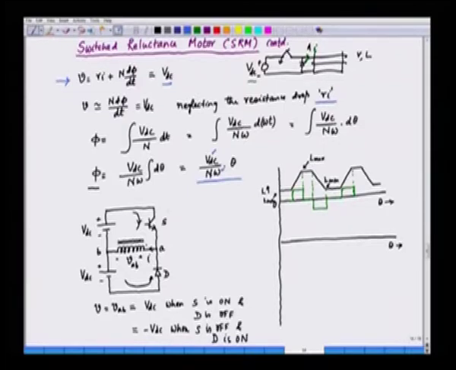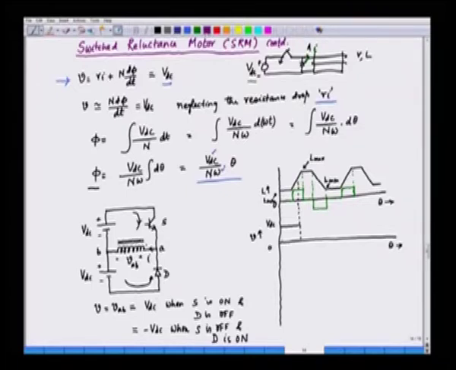So, if we apply a voltage, now how to apply the voltage? The voltage is applied in such a way that the current rises and remains for dL by d theta positive. So, we apply the voltage here, this is V. In this case, we turn on this switch S and the voltage becomes VDC. So, if the voltage is VDC, the flux will rise linearly.